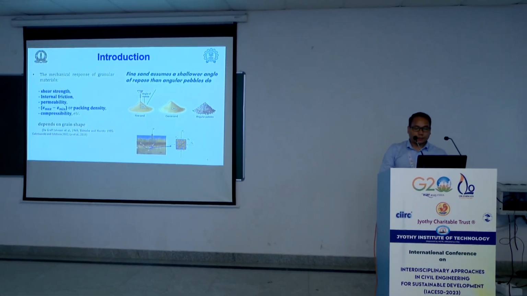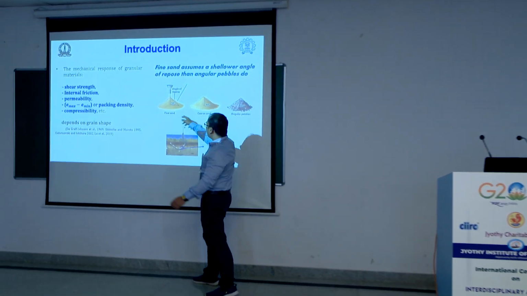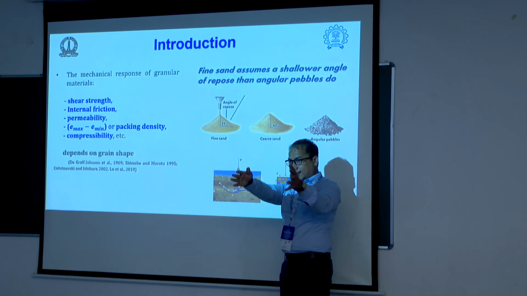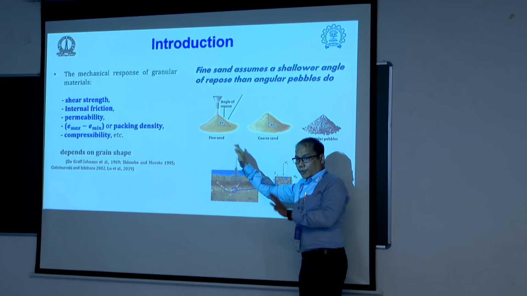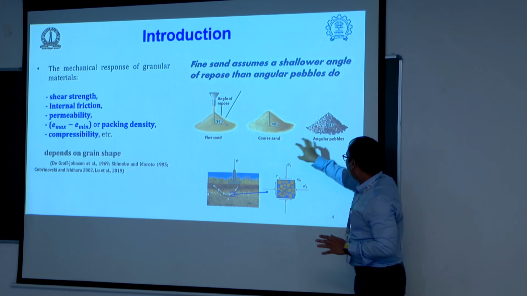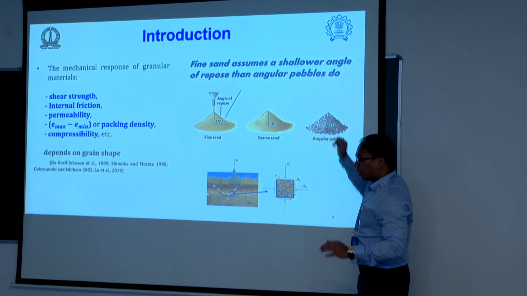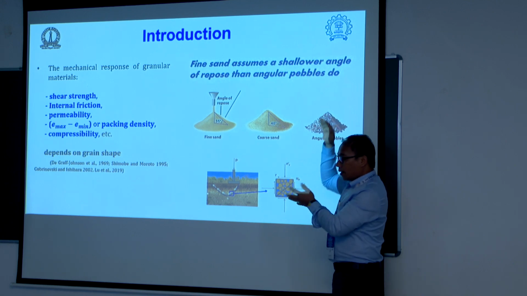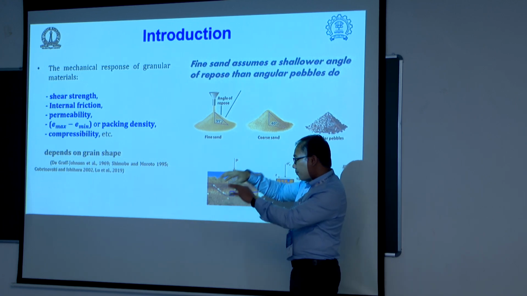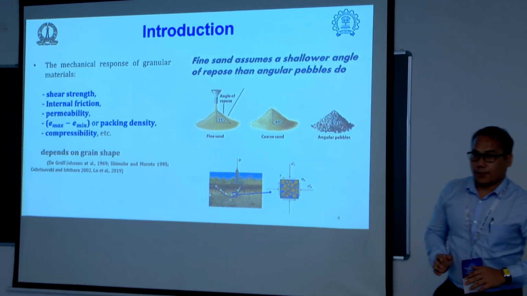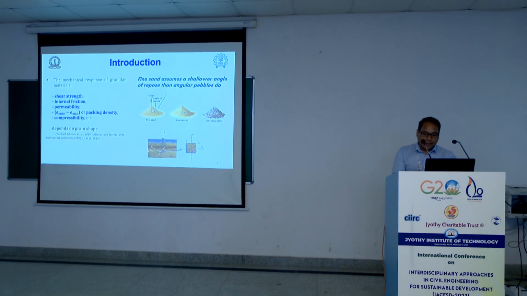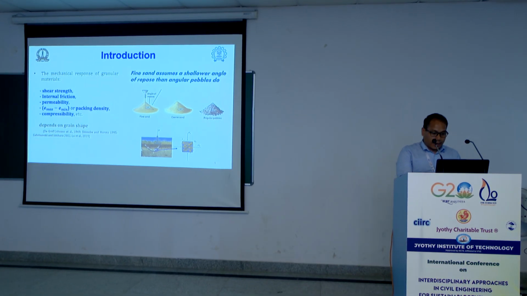Now, if you see at the top here, I have given the angle of repose for fine sand, coarse sand, and angular pebbles. I don't know whether it's visible at the back or not. The angle of repose differs: for fine sand it is 35 degrees, for this it is 40 degrees, and for angular gravel it is 45 degrees. That means whenever some kind of load is applied on the soil, based on the particle shape properties, it will behave accordingly. That is the reason quantifying these shape properties is essential for soil classification guidelines or behavioral prediction.